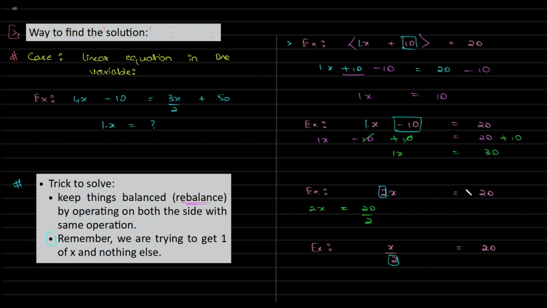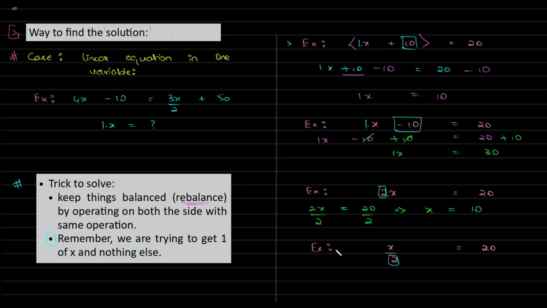But again, this is unbalanced. That is, 2x is 20. 2x is not equal to 20 by 2. So we need to balance this. To balance this, we'll divide with 2 both the sides, and we have x is equal to 10. So whenever you have something like 2x, 3x, minus 4x, whatever it is, you just divide that and you are done. Next, you have x by 2 is equal to 20.